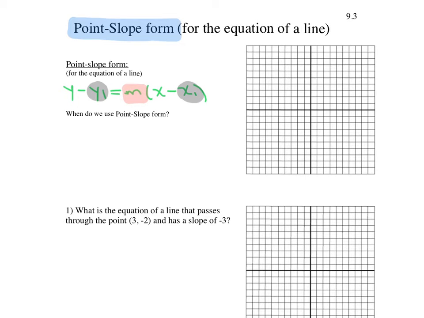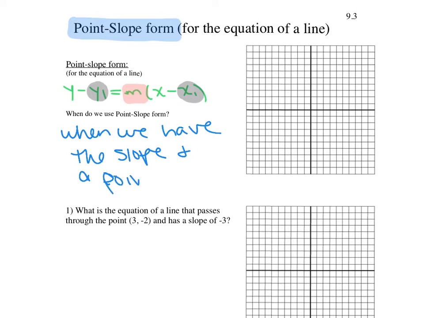So when will it be appropriate for us to use this equation? When we have the slope and a point on the line.